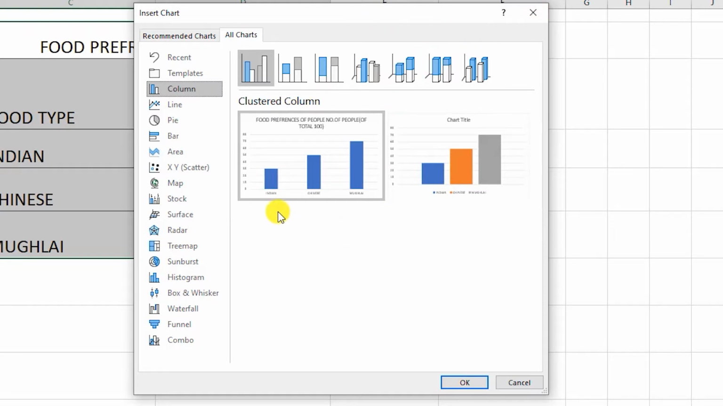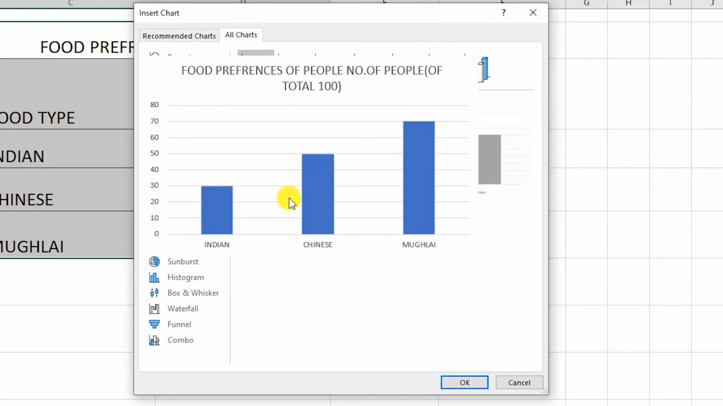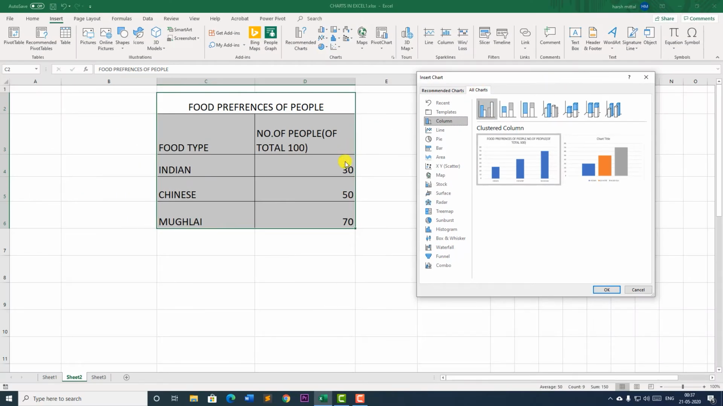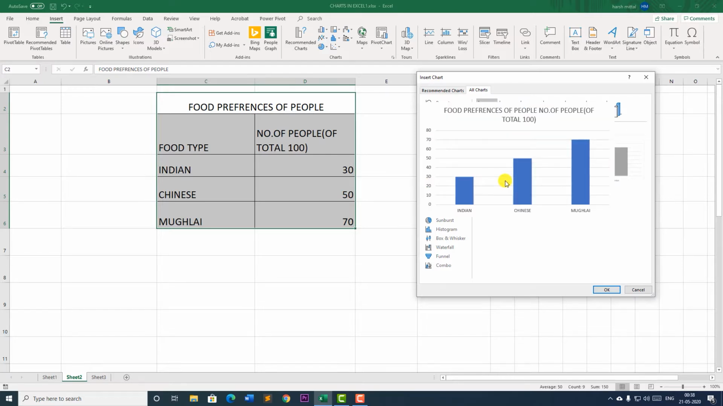See, this is a column chart where the data is shown in columns. Here, the values are represented on the vertical axis. See, these are the values and these are the categories. The categories are Indian, Chinese, Mughlai, and the values are 30, 50, 70. So in this chart we can see that the values are represented on the y-axis and the categories are represented on the x-axis. And this chart is used only to show comparison between the various categories, where all the categories are independent of each other.